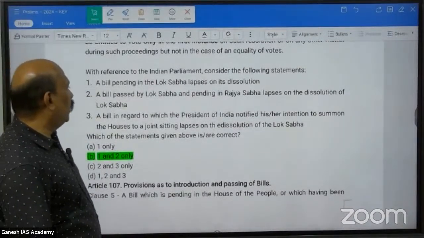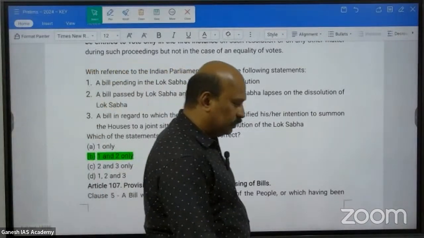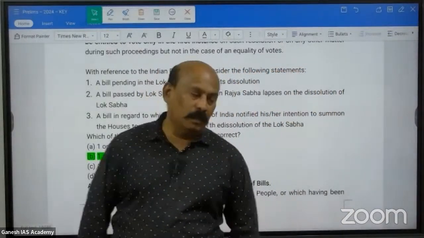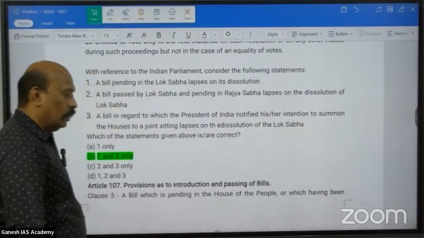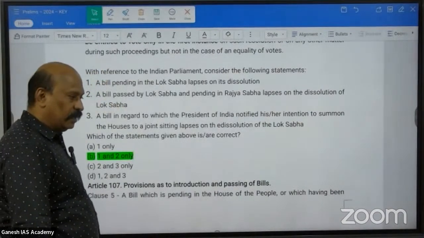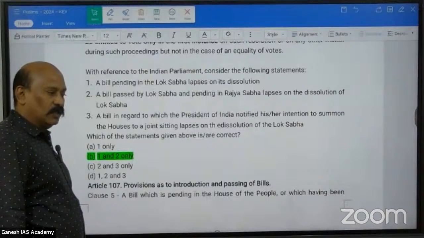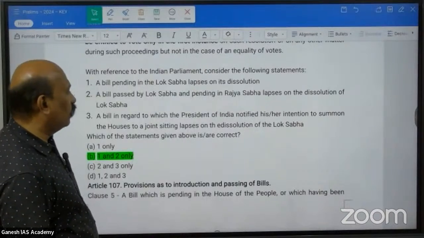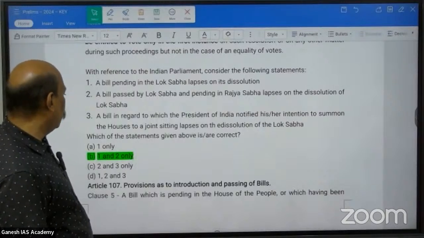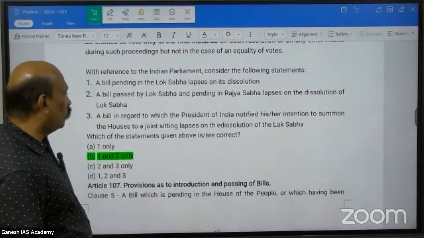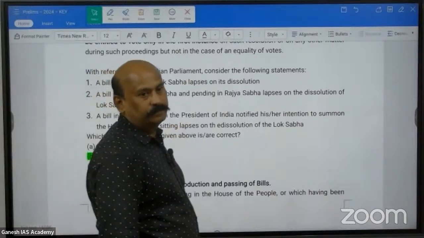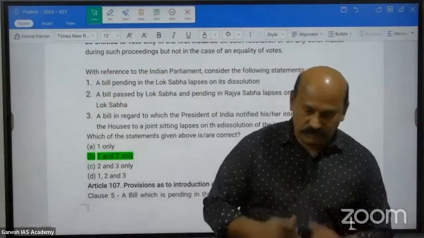With reference to the Indian Parliament, consider the following statements. A bill pending in Lok Sabha lapses on the dissolution of the Lok Sabha. A bill passed by Lok Sabha and pending in Rajya Sabha lapses on the dissolution of Lok Sabha. A bill in regard to which the President of India notified his or her intention to summon the houses to a joint sitting lapses on the dissolution of Lok Sabha. Statement 3 is wrong. It shall not lapse.